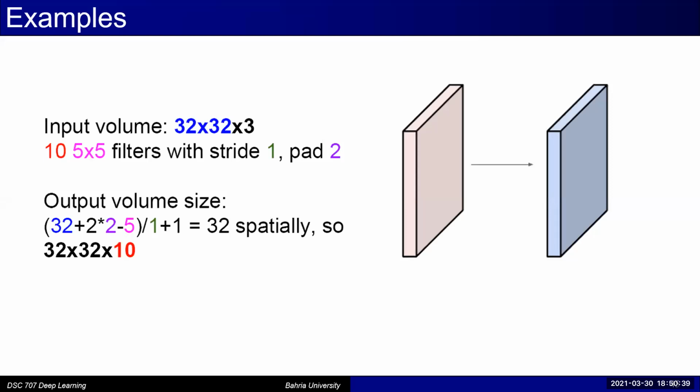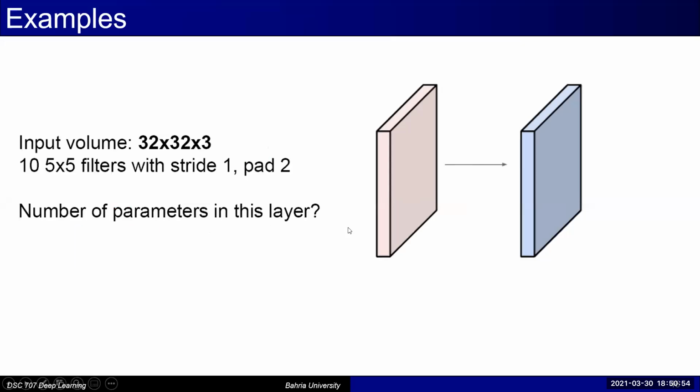Okay, so we were doing an example where we were trying to compute the size of the output volume, right? As we discussed, you can do it directly or you can use the formula, whatever you feel is easier. The next related thing that we must know how to compute is the number of parameters in this layer, okay? And what are the number of parameters? They are actually the values in the filter.